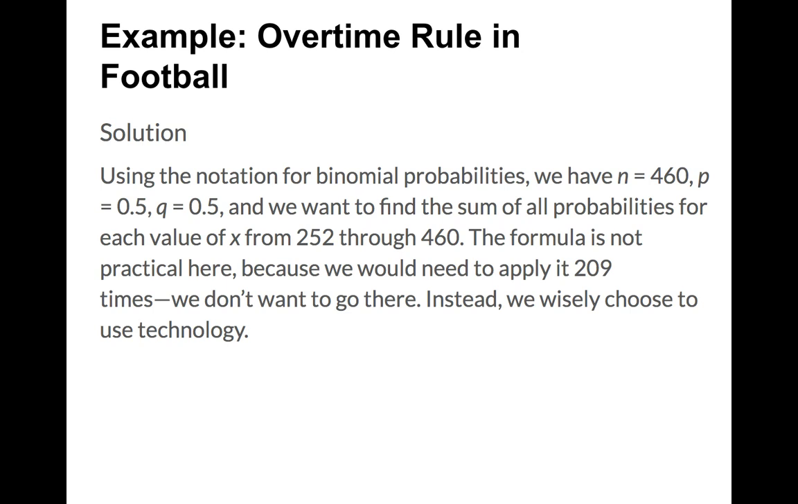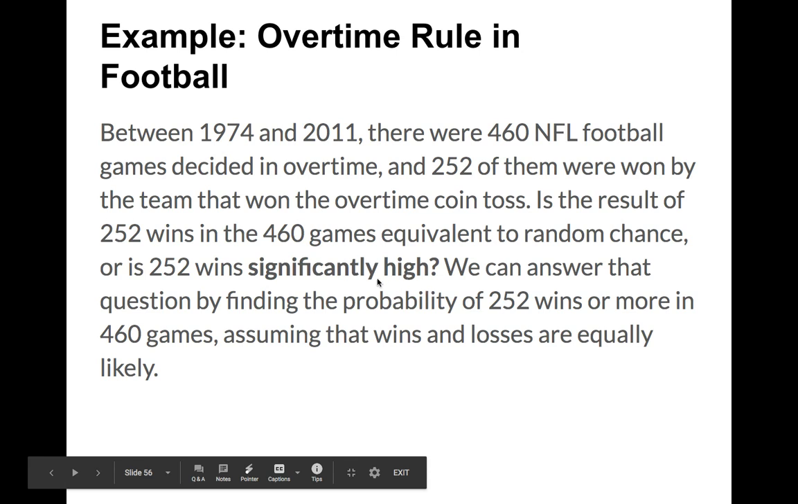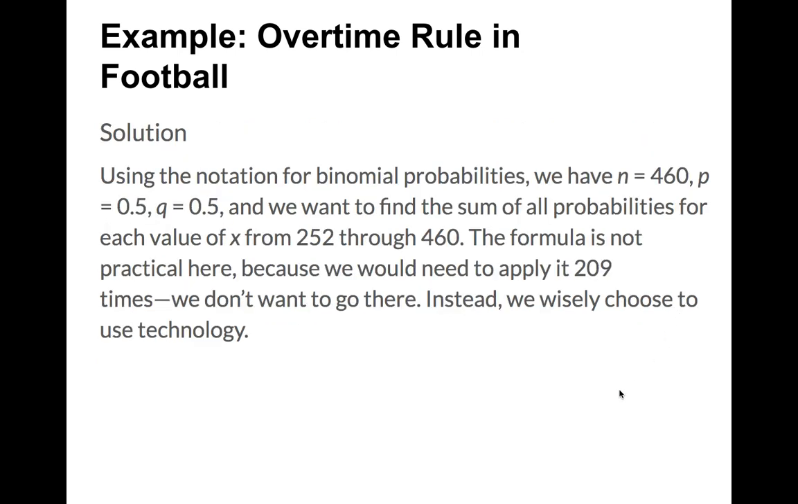So the formula here is pretty simple, except the problem is I would have to apply it 209 times, because to figure out if something is significantly high, we need to find the probability of getting 252 wins or more. That would mean I would have to use the binomial probability formula for 252, 253, 254, 255, 256, all the way up to 460. That is 209 different calculations. That is way too much. Even if I had all those calculations listed in a table, I don't want to add them together. So we're going to use our calculator to do this.